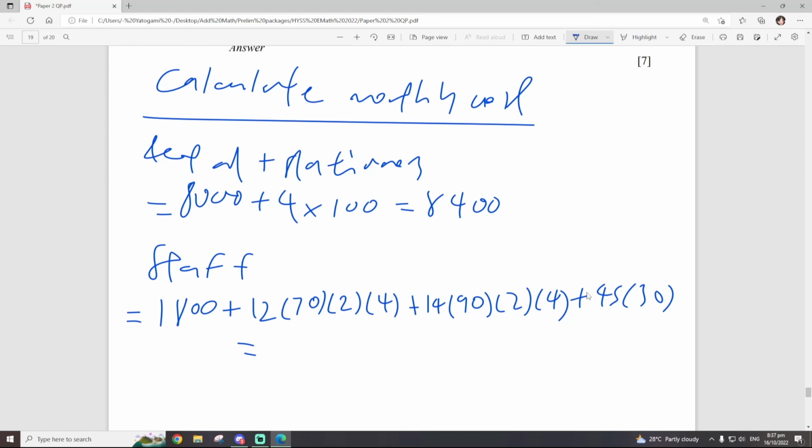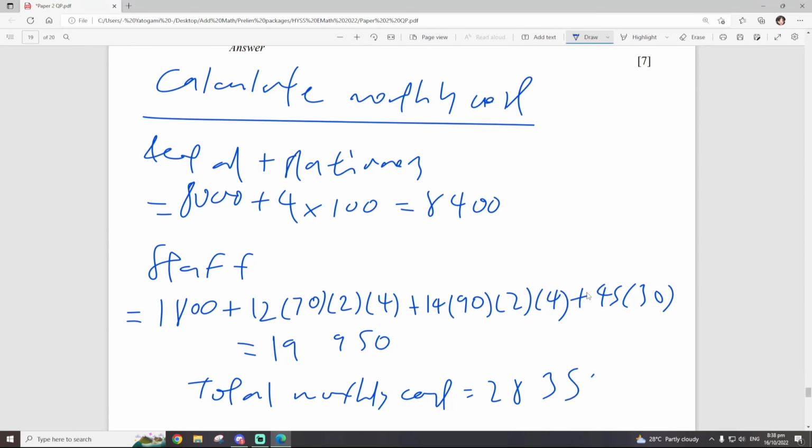This is 19,950. Total monthly cost equals 28,350.